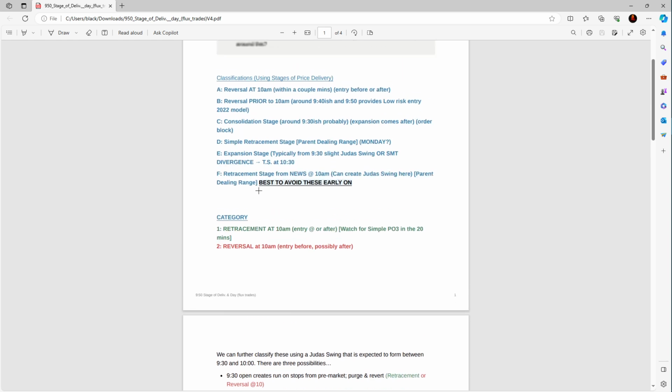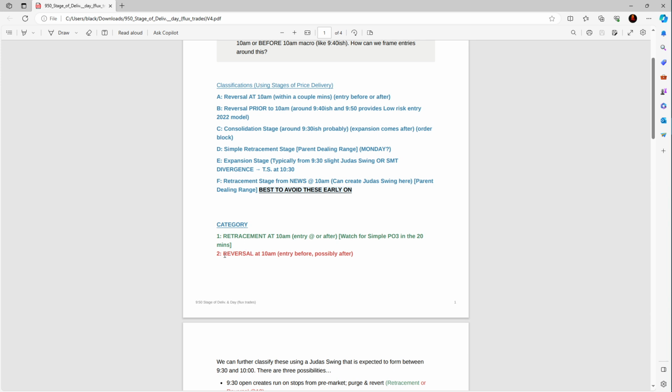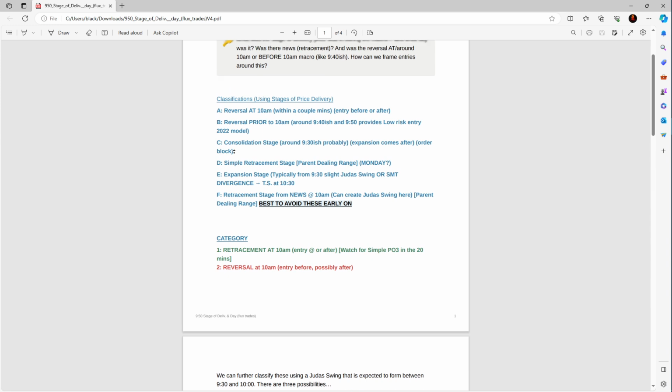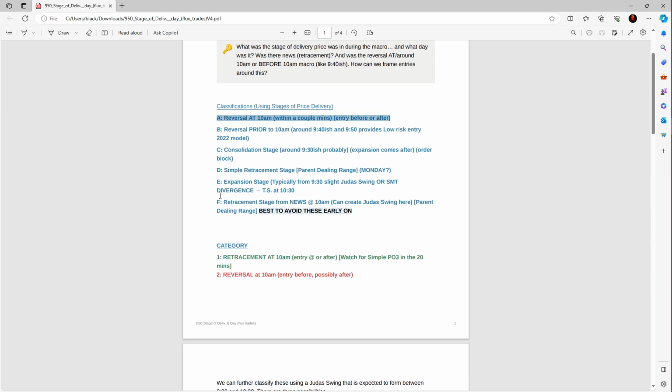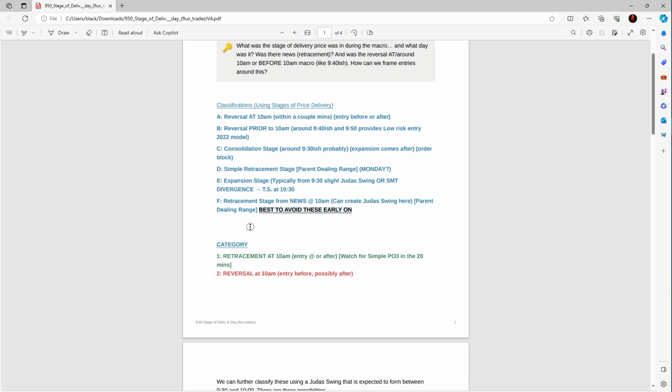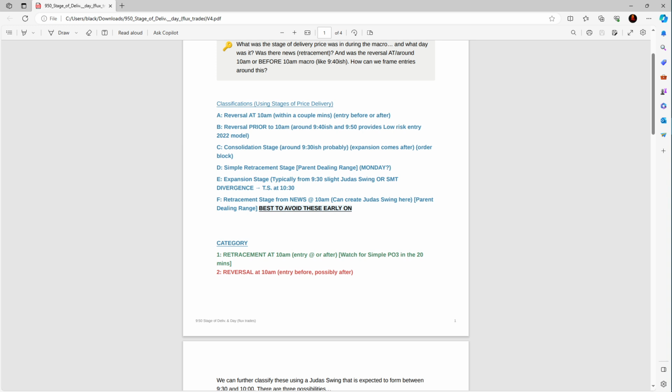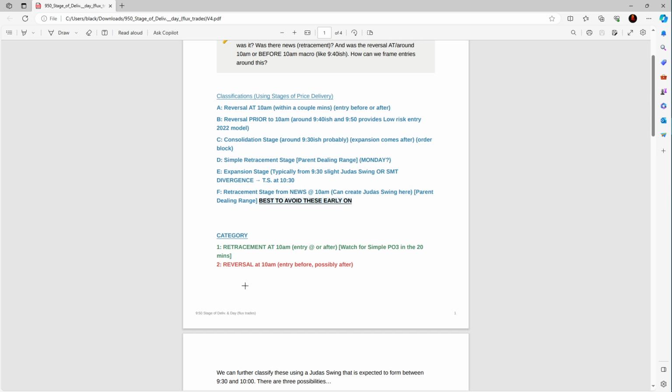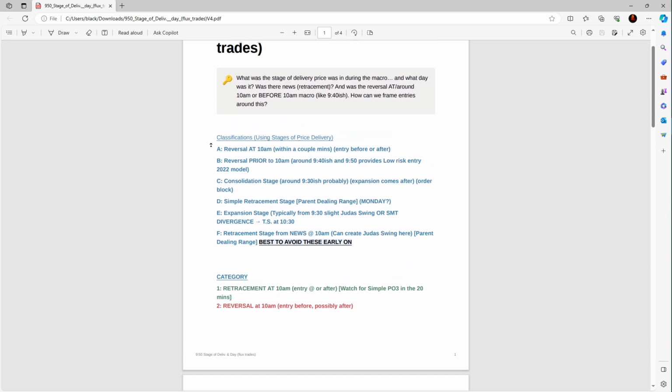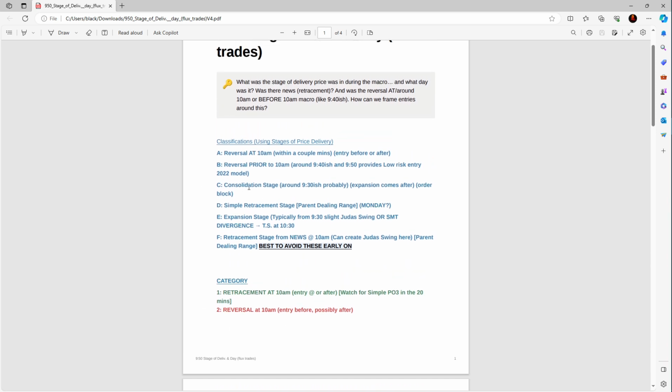today, right? So the classification today would be reversal at 10 a.m. We entered after, and it would be your A classification, reversal at 10 a.m. within a couple minutes, entry before or after, right? So if you look at every single screenshot within the macro review, within backtesting data that you may have yourself, every single 10:50 will fall within these. So this is your main categories and then this is your subsections, but everything will fall within here.